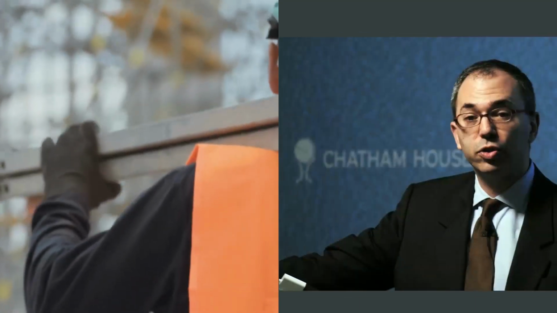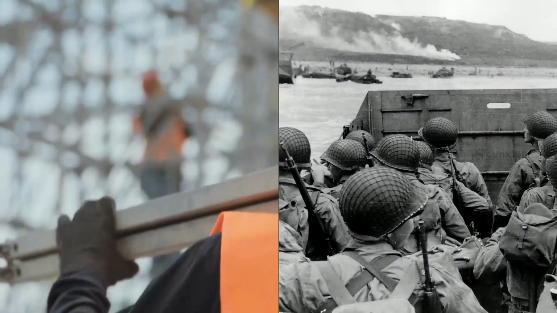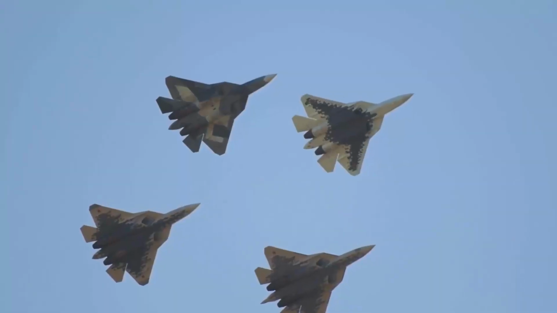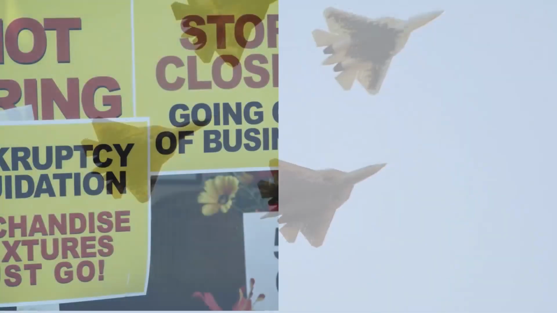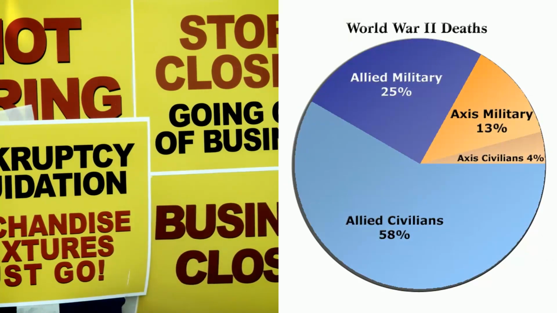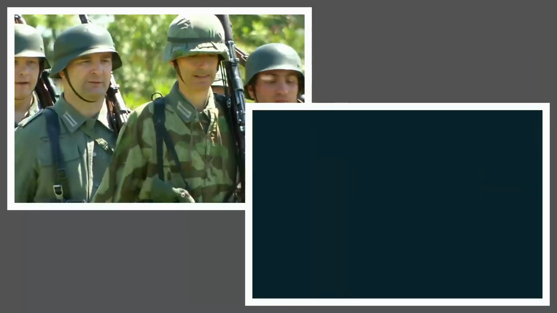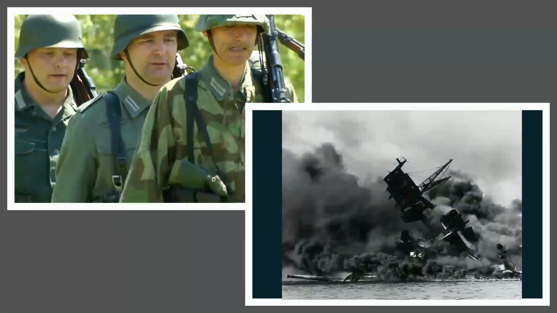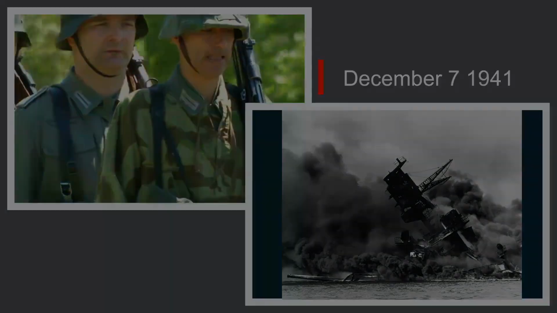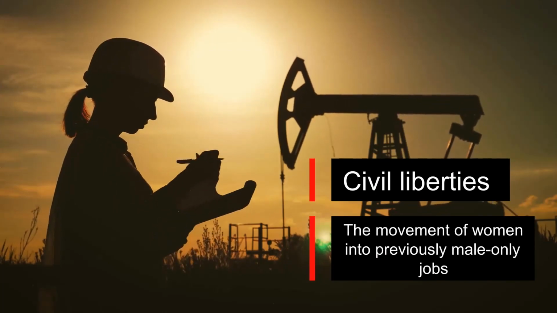However, many Keynesian economists believe that it was actually the big government spending during World War II which ended the Great Depression. The military guns, tanks, ships, and planes were mass produced. Unemployment started to decline at the start of World War II. Though the Allies and the Axis powers had been at war since 1939, the United States remained neutral until the Japanese attacked Pearl Harbor on December 7, 1941. World War II ushered in numerous social changes, including more civil liberties and the movement of women into previously male-only jobs.